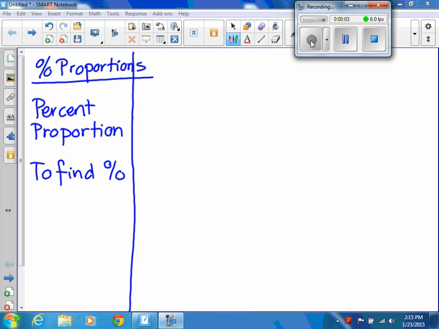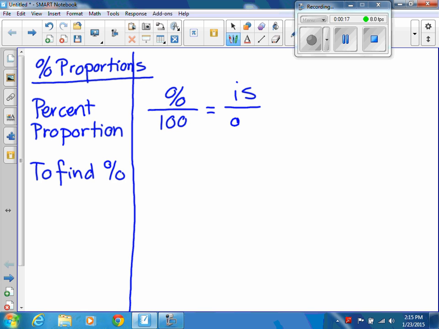Okay, today we're going to talk about percent proportions. A percent proportion is nothing more than whatever percent that you have over 100. What we're saying here is that it's going to be an "is over of" for this, which means the "is" is our part that we're looking for over the whole amount. So the percent over 100 is equal to is over of is what we're doing.